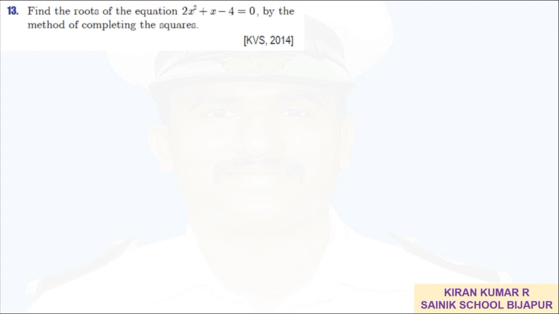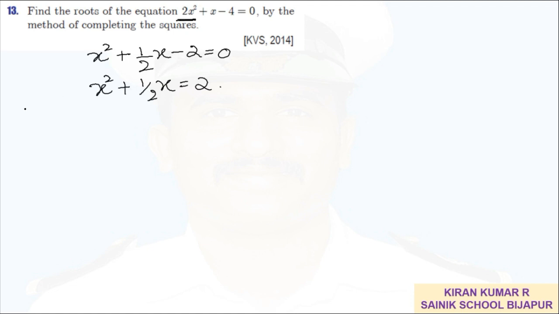In the completing square method, always we should remember that the coefficient of x square term should be 1. So let's divide the equation throughout by 2. We will be getting x square plus half x minus 2 equal to 0. Now transpose the constant term to the right hand side. Our coefficient of x square is 1 and the constant term is towards the right hand side.